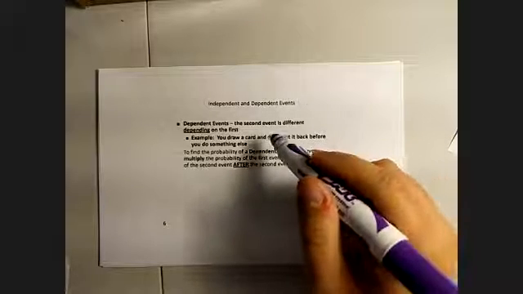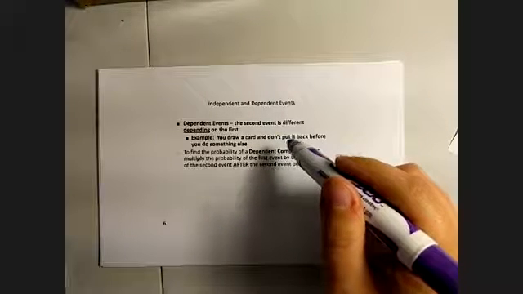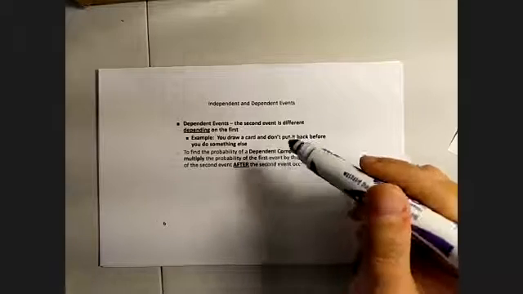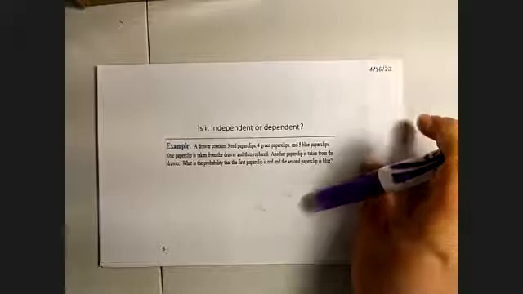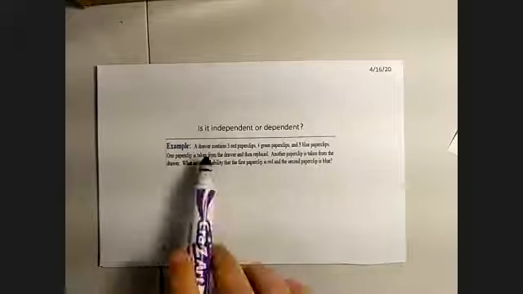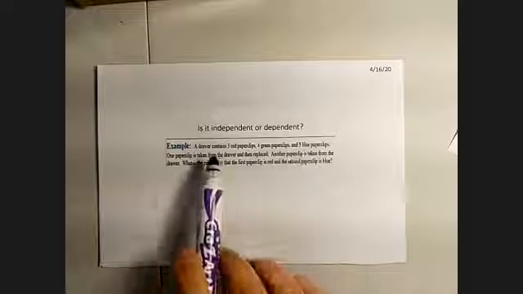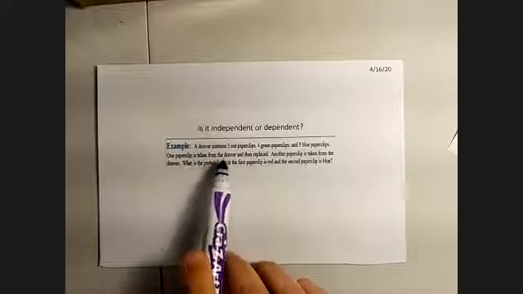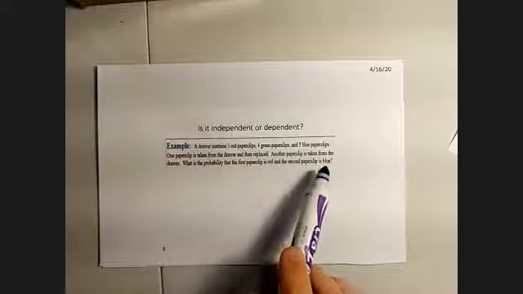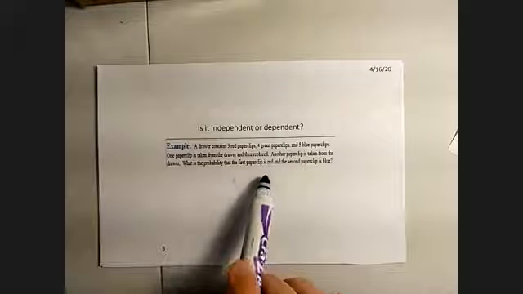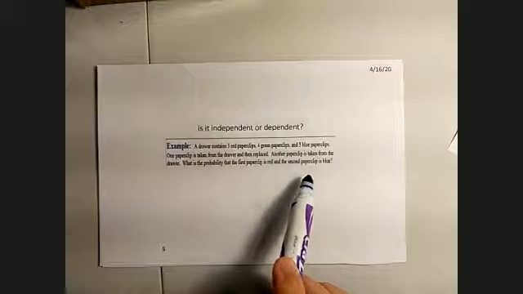So dependent events are really important to understand, and they're often based off of how something is changed. So I want you to take a look at this situation here. It says a drawer, sorry that it's hard to read. A drawer contains 3 red paper clips, 4 green paper clips, and 5 blue paper clips. 1 paper clip is taken from the drawer and then replaced. Another paper clip is taken from the drawer. What's the probability that the first paper clip is red and the second paper clip is blue?